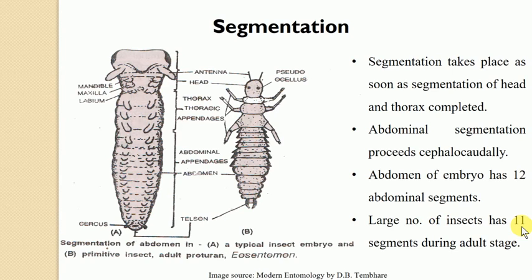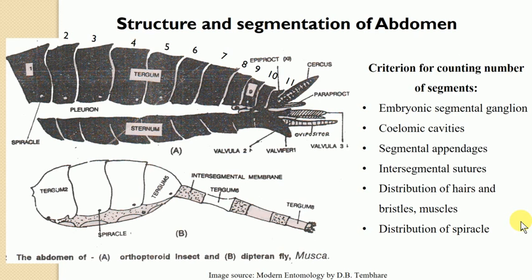11 segments. Now the total number of segments of the abdomen is maintained throughout the larval and the adult stage. This is again a generality among insects. So whatever number of segments is present in the embryonic condition in the abdomen of an insect, that number of segments is also retained in adult life.